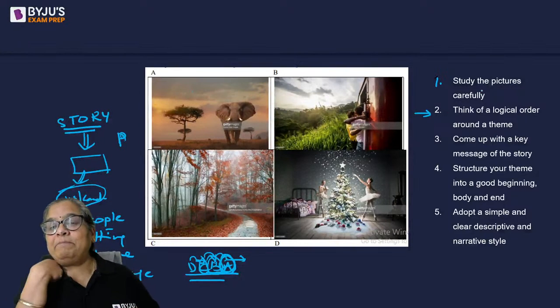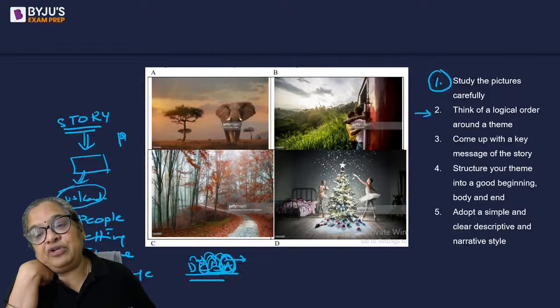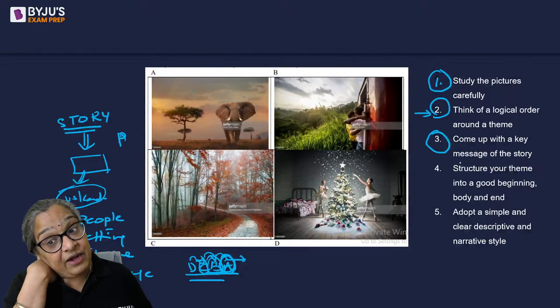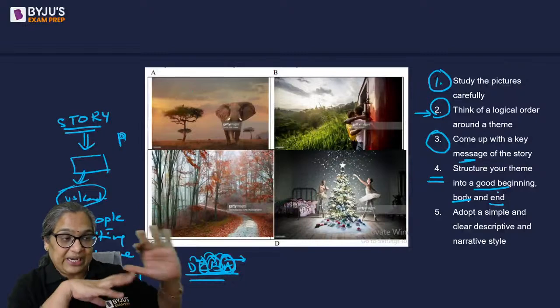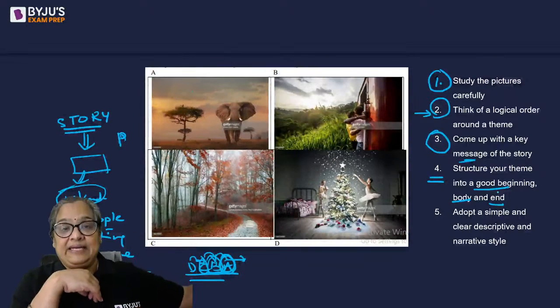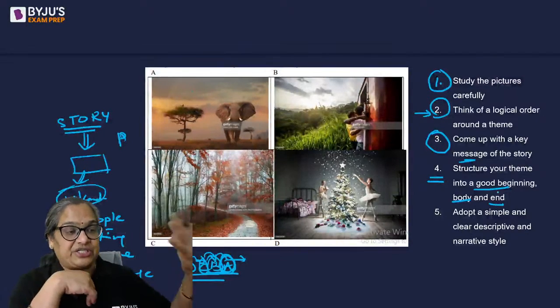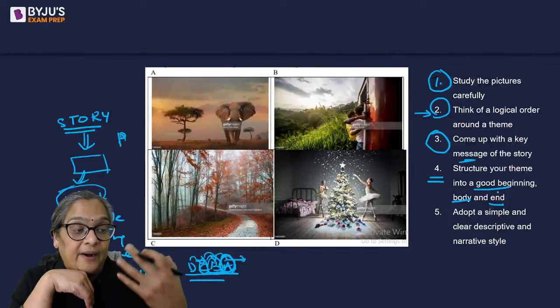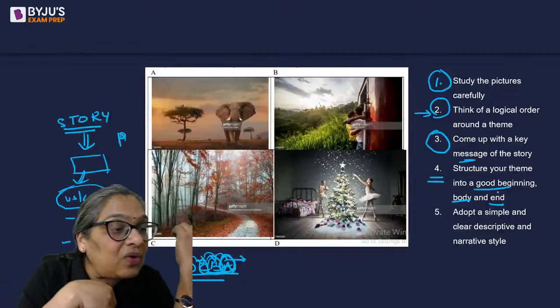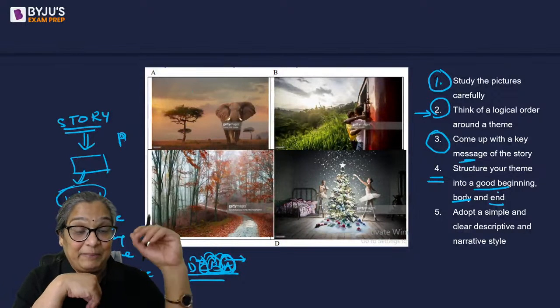All right, so remember, study the pictures carefully, think of a logical order, come up with a story and think of a message. Then structure your theme into beginning, body, and ending, very important in any TAT, thematic appreciation test, where they test your ability.